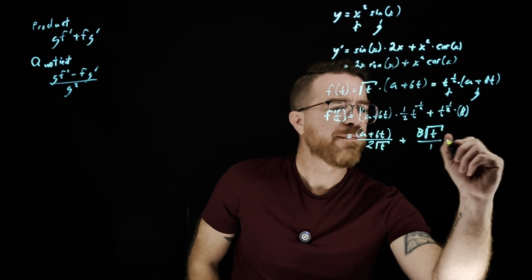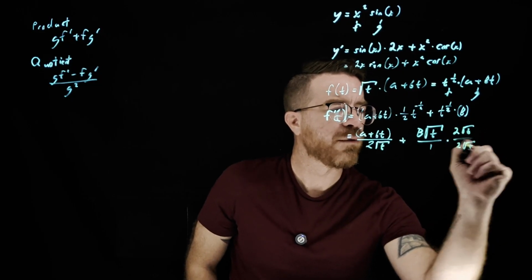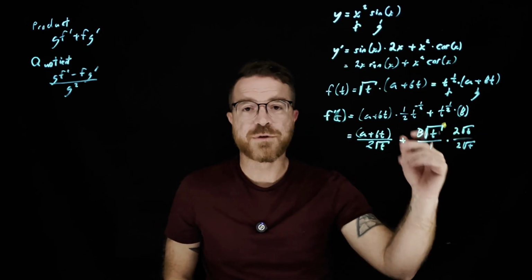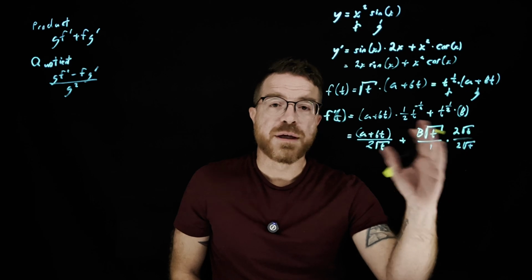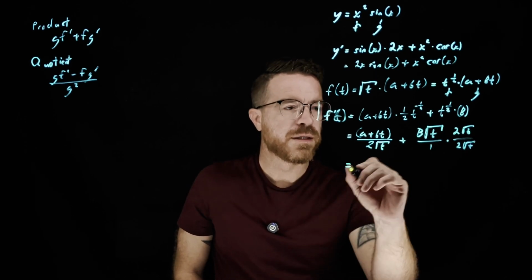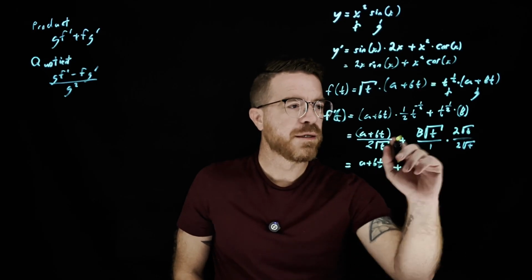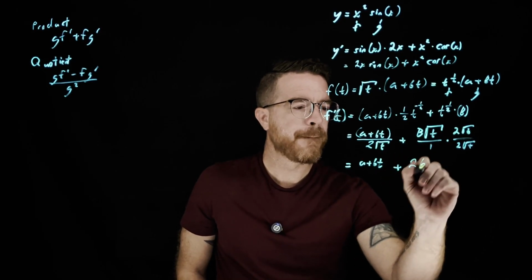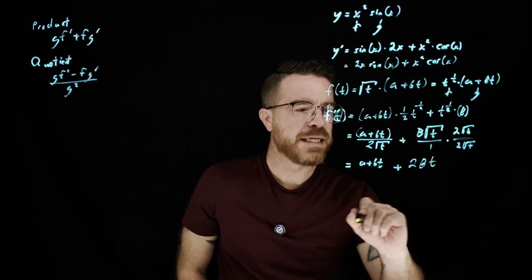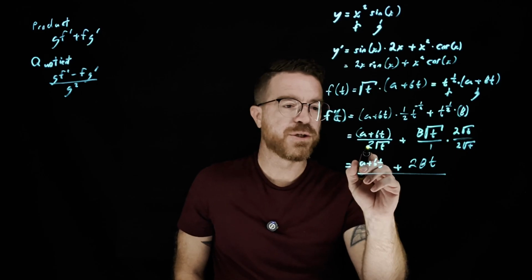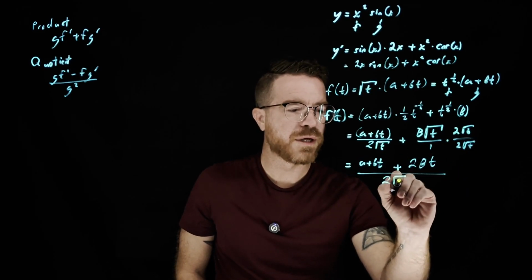So I'm going to take this one and multiply by 2 square root of t over 2 square root of t, which I can do because 2 square root of t over 2 square root of t is the same thing as 1, which means I'm not really changing this. So if I were to solve for this, it's going to end up being a plus bt plus 2b square root of t times square root of t, which gives us t. And then this is all divided by 2 square root of t.